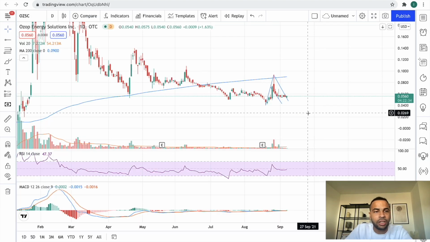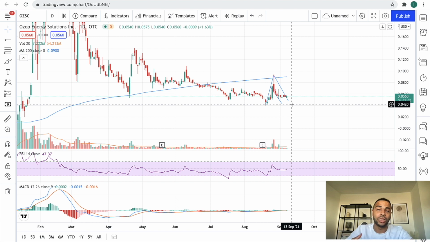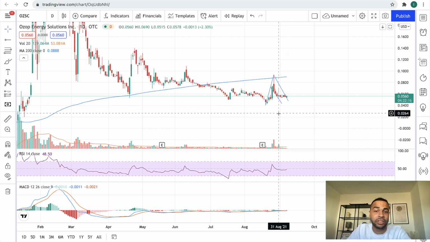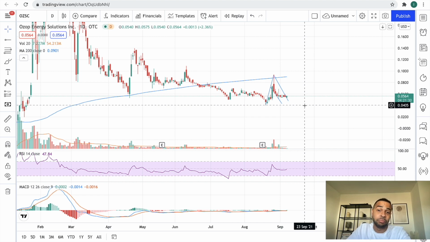So looking at the chart of OZOP, the price is still below that 200 period moving average, so the trend is still bearish at the moment. But from my last video on the 31st of August, after that news hit that OZOP got a big contract, I believe that the price was going to head up to test that 200 moving average, but that hasn't been the case because the price has just been range bound since then.